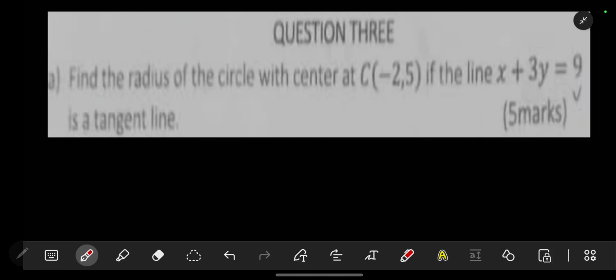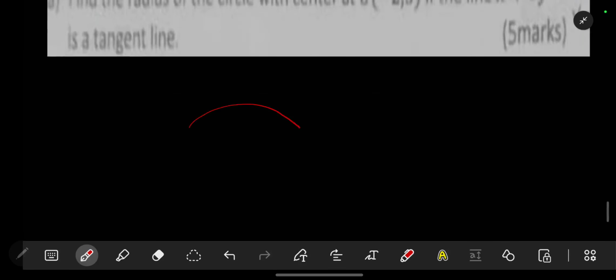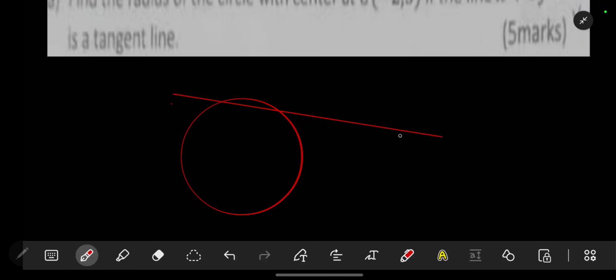So we have to find the radius of the circle with the center. This, if the line x plus 3y is equal to 9 is a tangent. So if we have a circle like that, then we have a tangent. Remember, a tangent is a straight line that touches the circle like that. So this is the tangent, like this. Then we have the center.